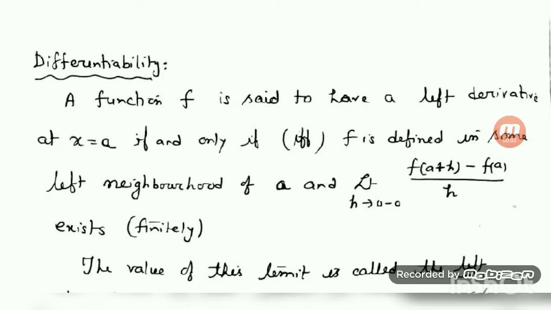Hello student. Today let us discuss differentiability. First we'll discuss what differentiability is. For differentiability we have to consider a function.